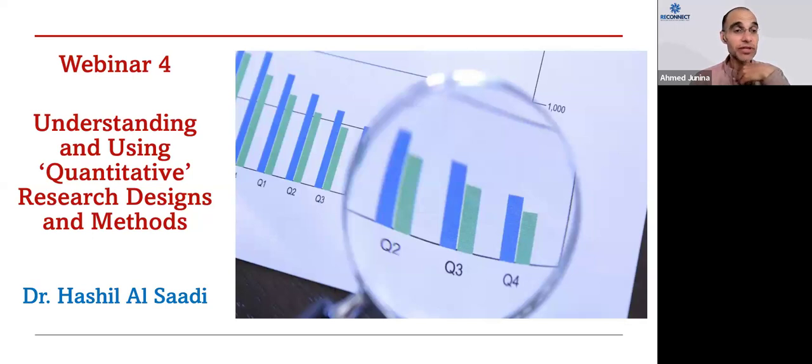Today, we'll be talking about understanding and using quantitative research designs and methods, something I myself want to know more about and learn more about, and something that I found somehow tricky when I did my PhD, but I feel that it is interesting to explore more when it comes to quantitative design methods and the rationale behind including some quantitative element in research. So today we are eager to listen to Dr. Hashim and learn more about this design or this methodology.